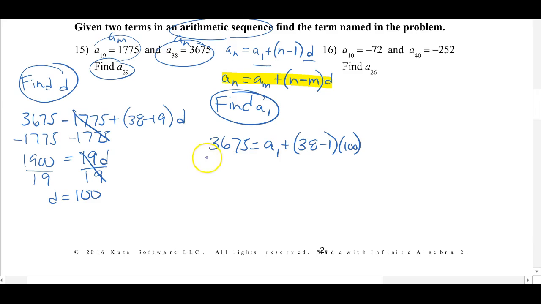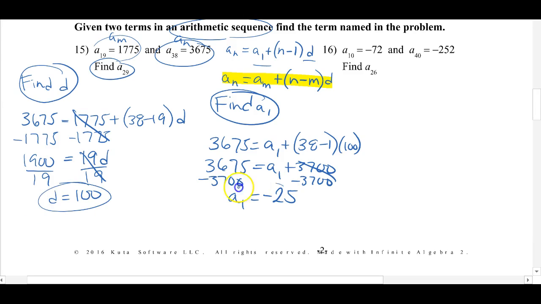So now 3675 equals A1, and then simplify all this. This would be 38 minus 1, which would be 37. Then 37 times 100 is 3700. Subtract that from both sides. You're doing the same math, you're just doing it a couple different times. And I end up with negative 25. Now I have D, now I have A1, so just plug it all in.